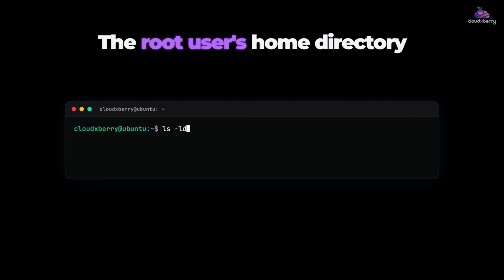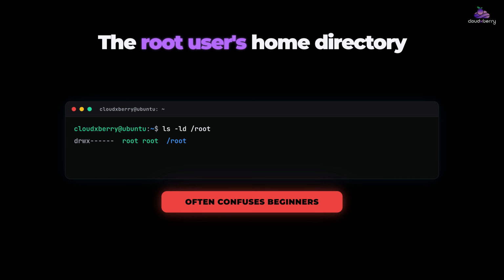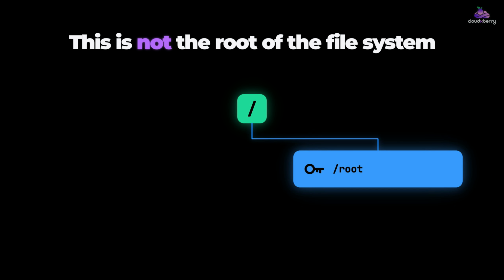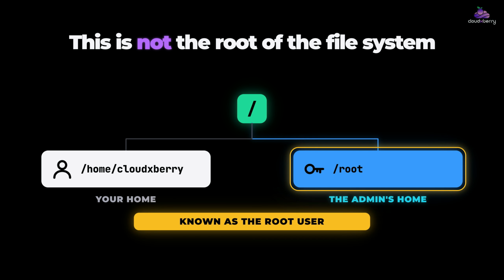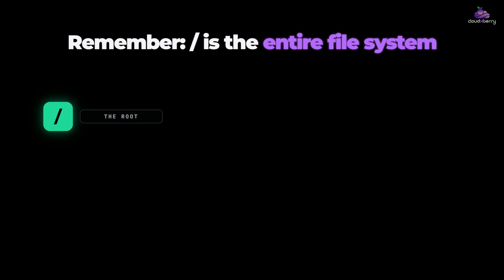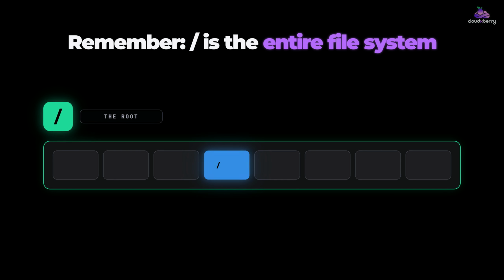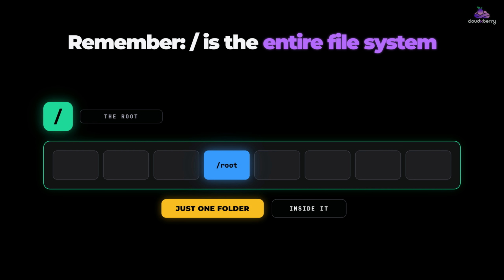Next is the root user's home directory, which often confuses beginners. There's a folder called /root. This is not the root of the file system. It's simply the home directory of the administrator account, known as the root user. So remember, / is the root of the entire file system. /root is just one folder inside it.